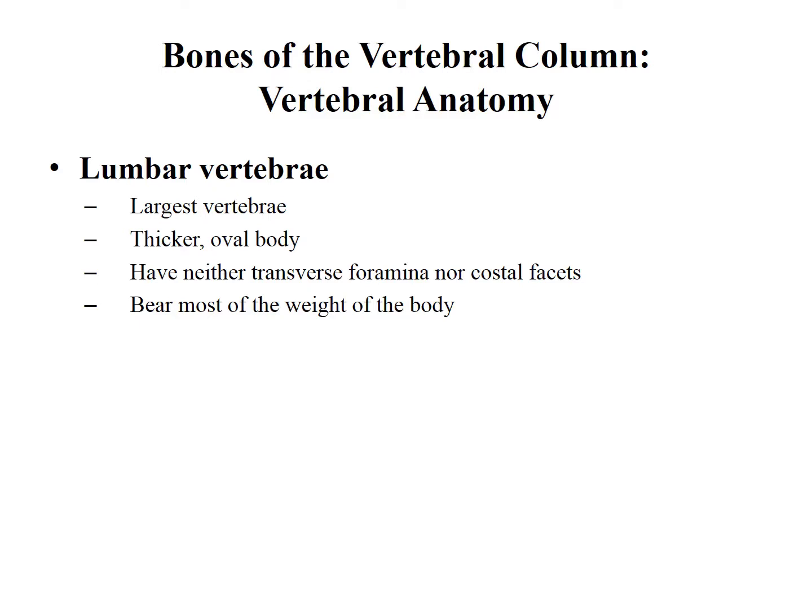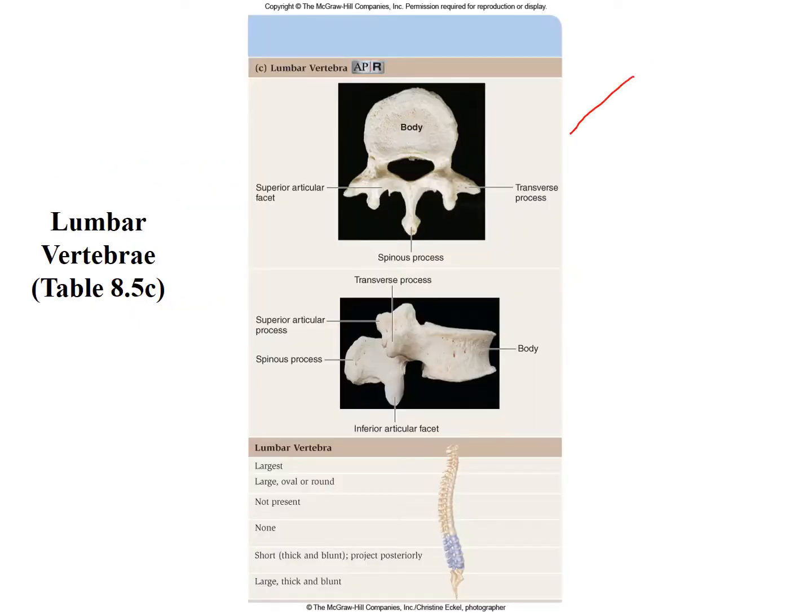Now we're going to move on to the lumbar vertebra. Again, typically there are 5 lumbar vertebrae. Their body is much thicker and more oval shaped because it's going to be weight bearing. We do not see transverse foramina or costal facets in the lumbar spine. So this is the chart in the book with the typical characteristics of the lumbar vertebra, and again they are the same characteristics that we see elsewhere in the vertebral column.